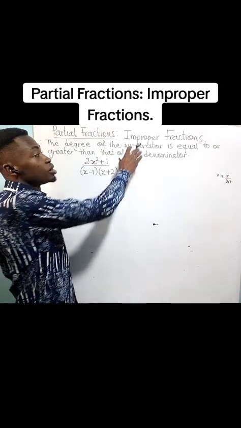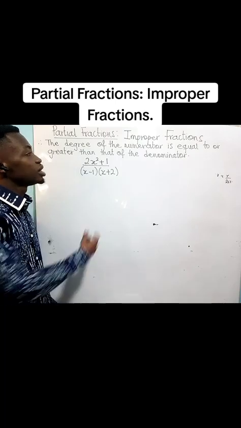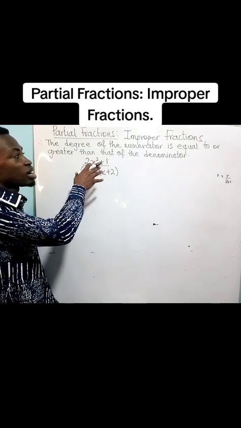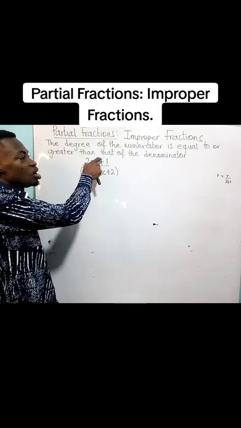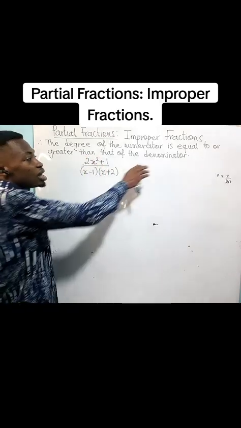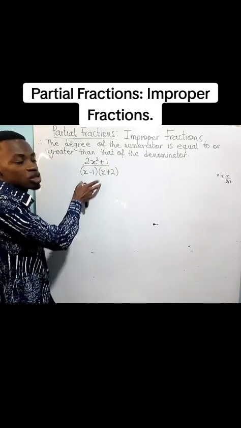Okay, so this is Florent, the mathematics teacher, and we are still looking at partial fractions, and we are looking at the last type, which falls under improper fractions. When do we say that we have an improper fraction? It is when the exponent of x of the numerator is either equal to or greater than that of the denominator, as we have here.